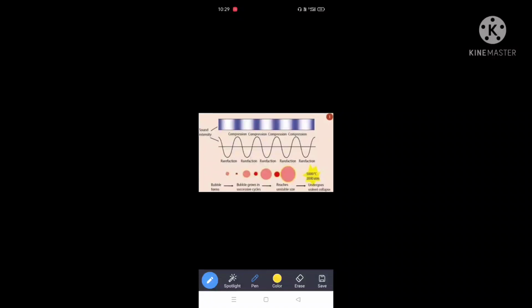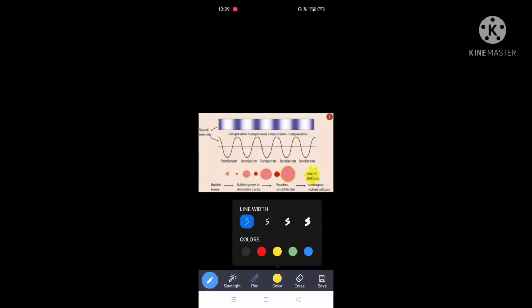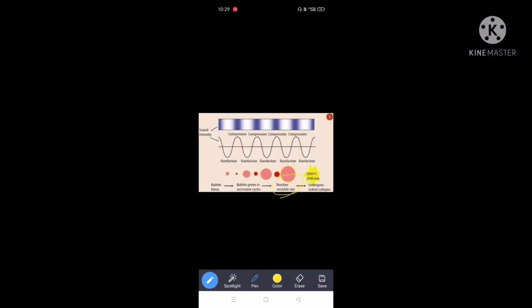When the wave reaches the unstable size, it hits the reactants. So finally the reactants are involved in a collision process. This takes very little time compared to normal manual reactions, which take more time. In sonication we use less time because of this very compressive wave.